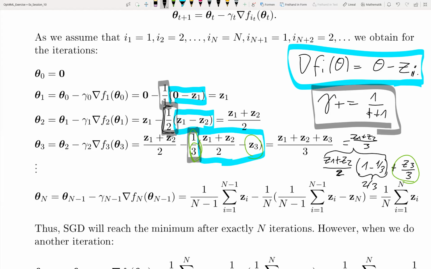Or the empirical average, let's put it like that rather. The empirical average of these 3 data points. And then you know where this is going. So when you see the structure, it will continue in fact.